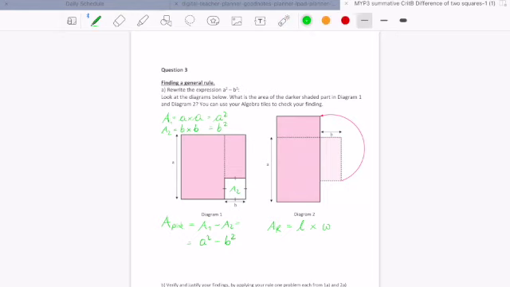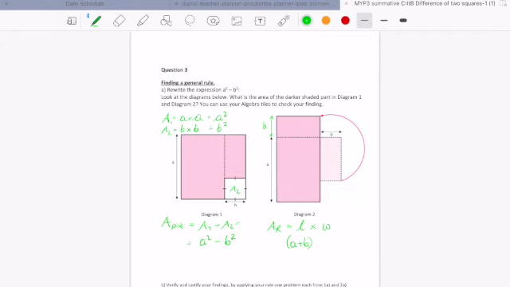This little length here is equal to B. It's exactly the same as this side here. So that's B. So we just found out that this whole length here is A plus B. So that side length is A plus B.